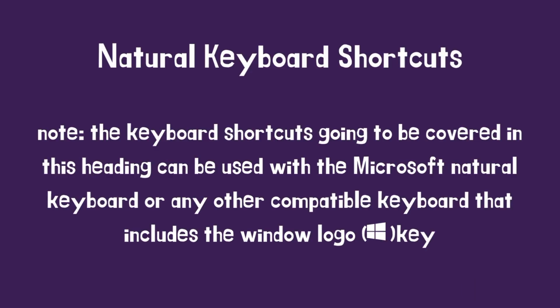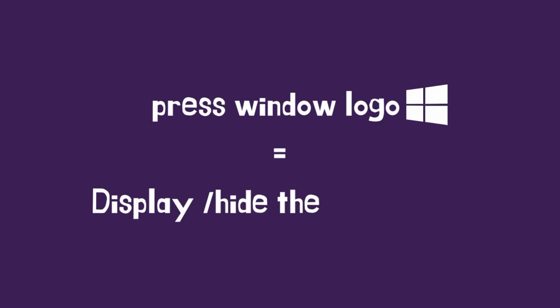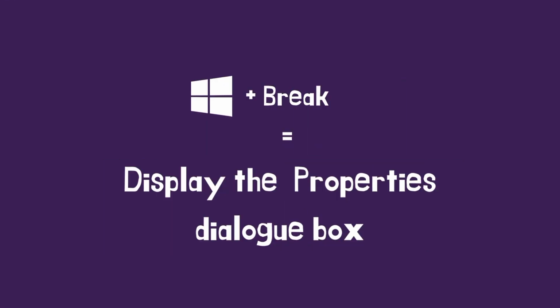The keyboard shortcuts going to be covered in this heading can be used with Microsoft Natural Keyboard or any other compatible keyboard. That includes the Windows logo key, and the Windows logo key is displayed over here in the brackets. When we press the Windows logo, it will display or hide the Start menu. When we press Windows plus Break, it will display the System Properties dialog box.